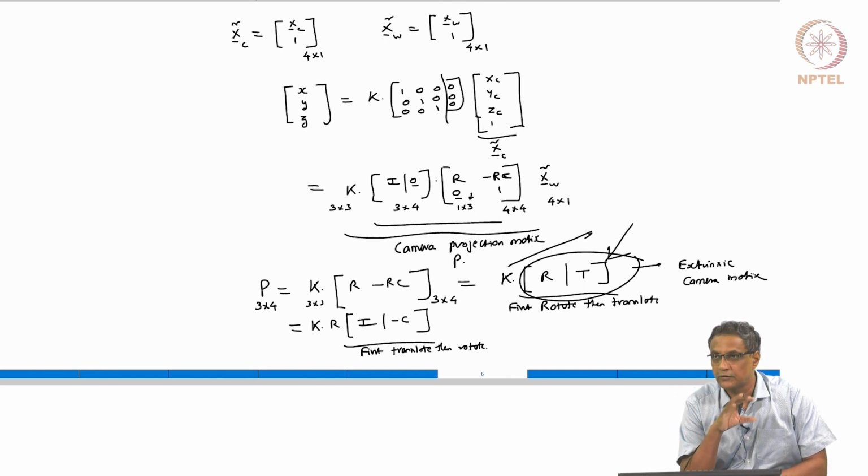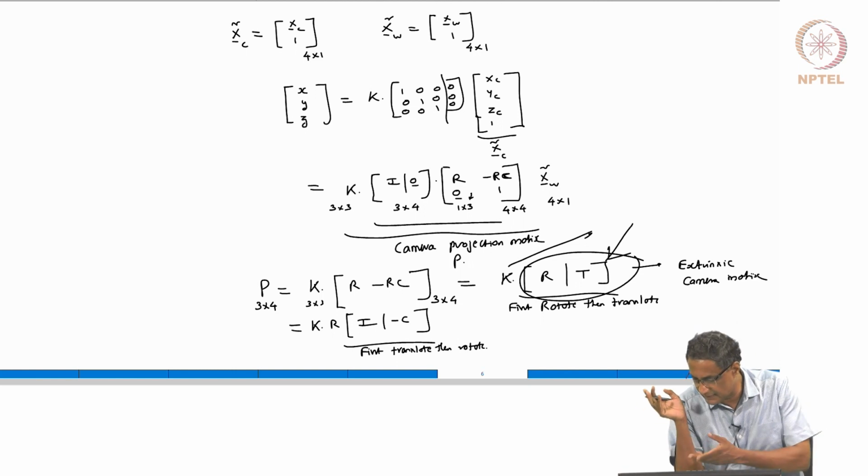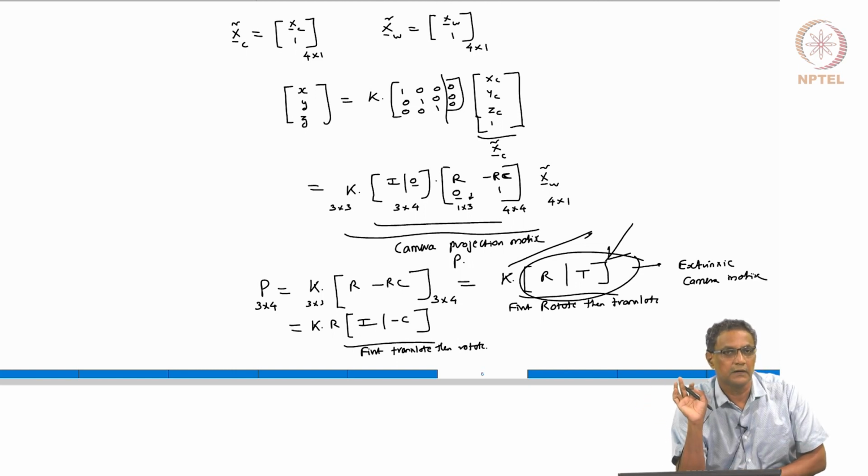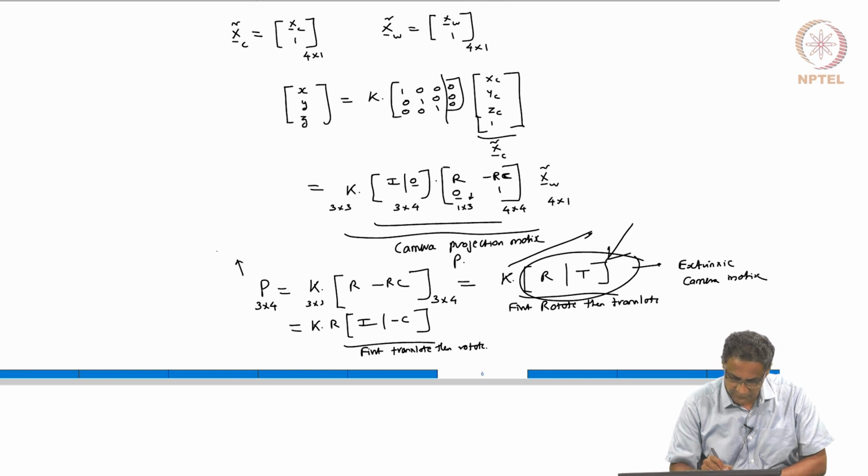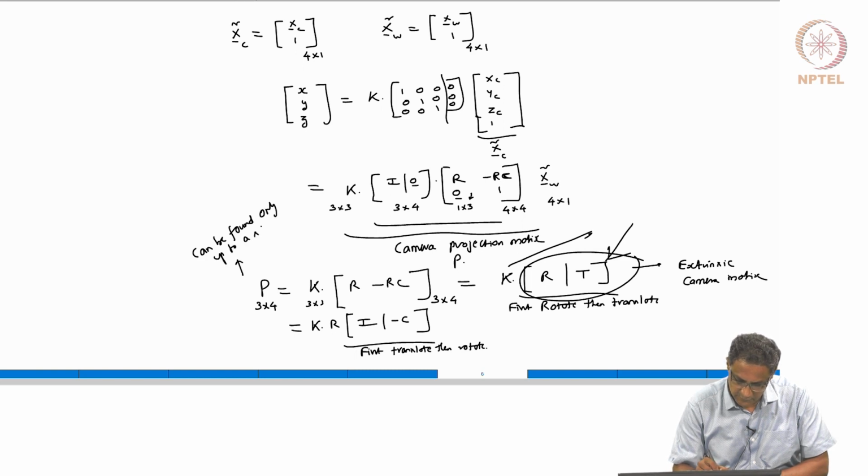It has 12 elements sitting in it, but we can only estimate it up to a scale factor, because of the homogeneous coordinates, all of this is derived with respect to homogeneous coordinates. Therefore, P itself can be computed only up to a scale factor, and there are 11 entries there, and actually you have 11 unknowns. 5 are sitting in K and 6 sitting in the extrinsics. So, P by the way can be found only up to a scale factor. So, basically 11 unknowns.